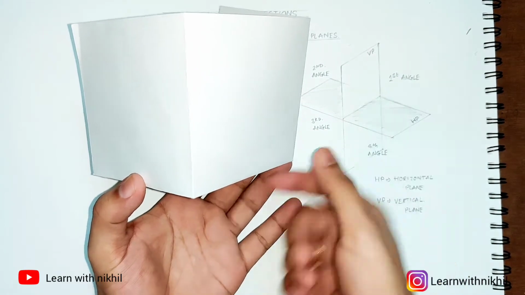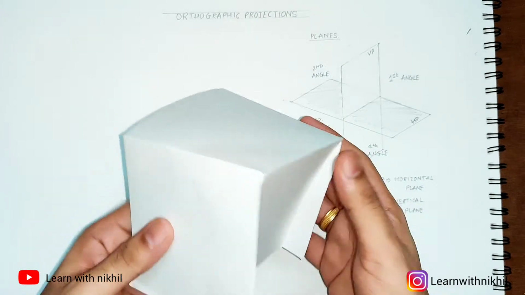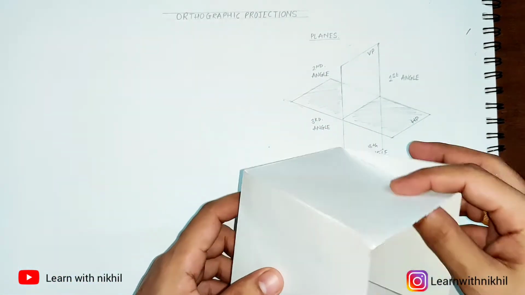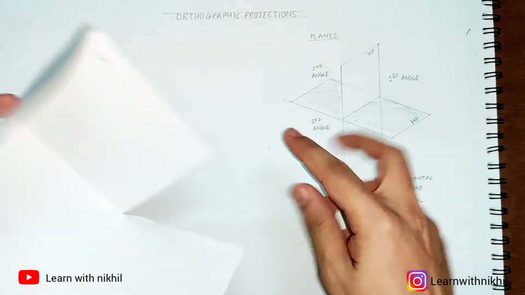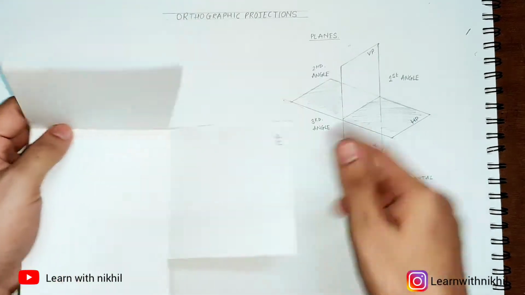This is the vertical plane. The bottom side is the horizontal plane, which represents the second angle. For the third angle, and this is for the fourth angle. We have to study the first angle and third angle methods.